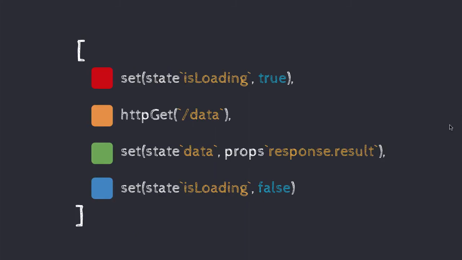Cerebral ships with included function factories for changing state, and other packages also have their own function factories. We call them operators. They help you define most of the logic in your app. In this illustration, we have not created any new functions. We are just using operators to describe the logic we want to run.